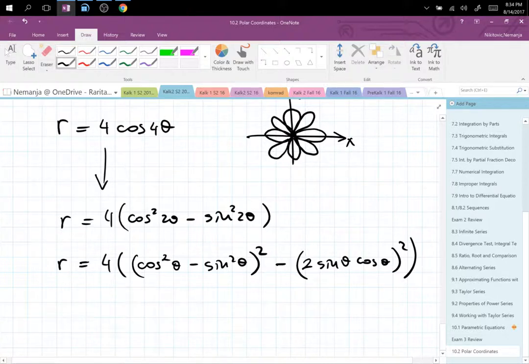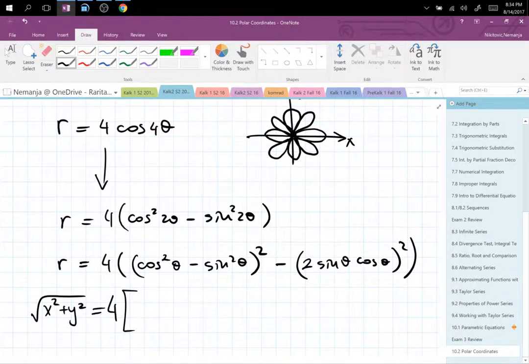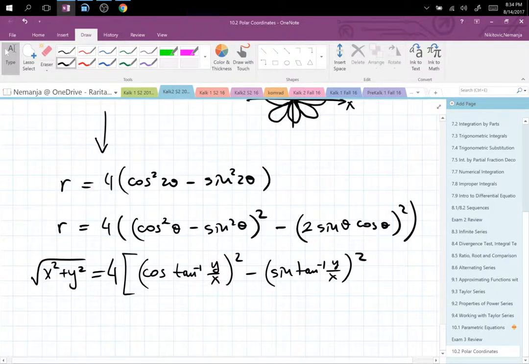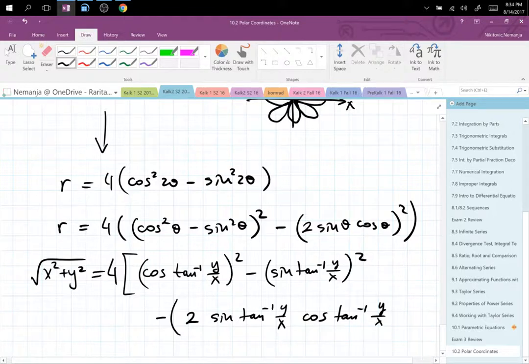So what's r? R is going to be square root of x squared plus y squared. Then we have 4 times cosine squared. So it's going to be cosine of tangent inverse of y over x, everything squared, minus sine of tangent inverse of y over x, everything squared, minus 2 times sine of tangent inverse y over x cosine tangent inverse y over x squared.